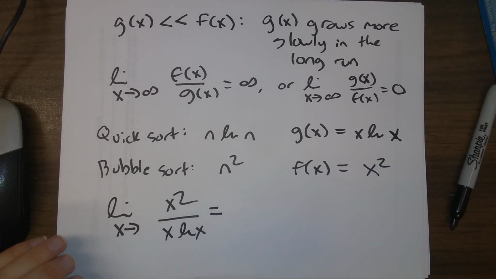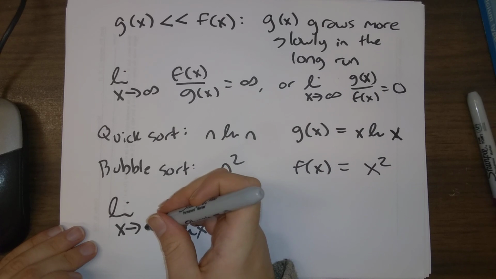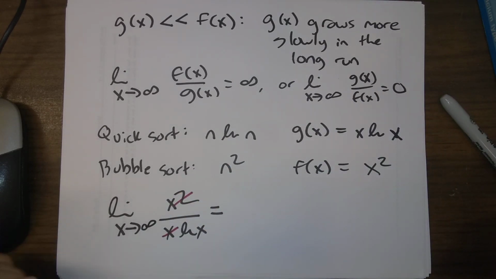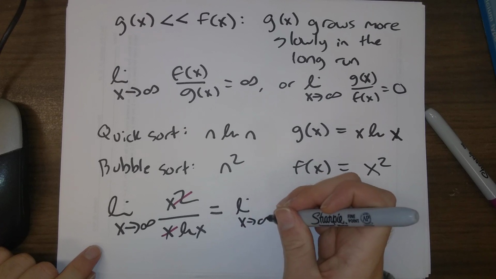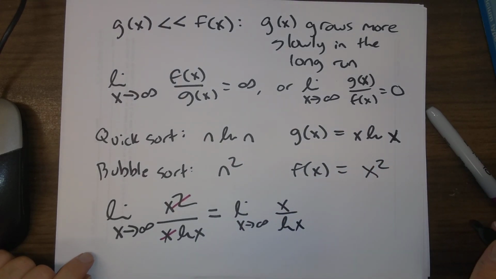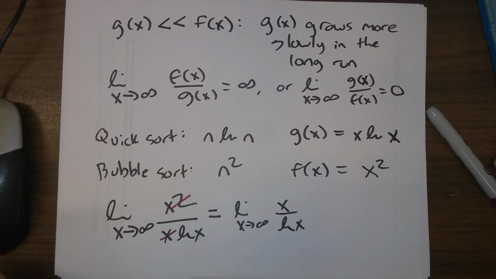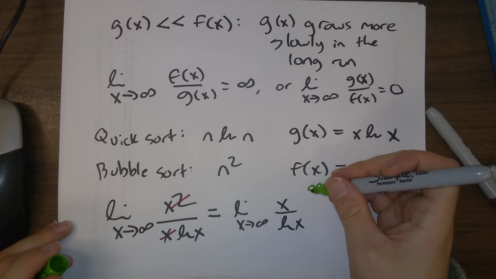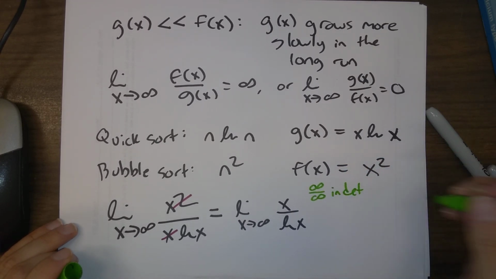So we see that we can cancel out, oops, I forgot, limit as x goes to infinity. We can cancel out a factor of x here, but we're still left with limit as x goes to infinity of x over natural log x. And at this stage, both x and natural log x are going off to infinity, so we're in infinity over infinity indeterminate form.